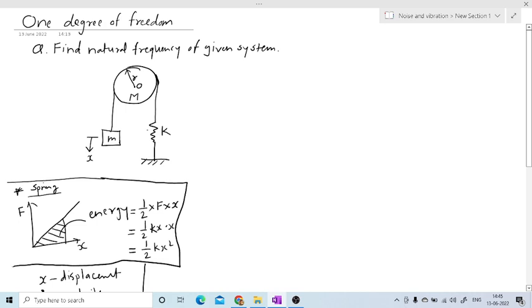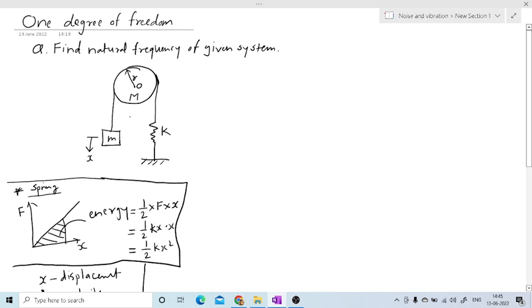To solve this one, we are going to use the energy method, because this problem is simple to solve with the energy method. In the energy method, we have seen earlier that the energy during the vibration converts from one form to another, from potential energy to kinetic energy, and again from kinetic energy to potential energy. At any position, the summation of kinetic plus potential always remains constant. So that we are going to use here.